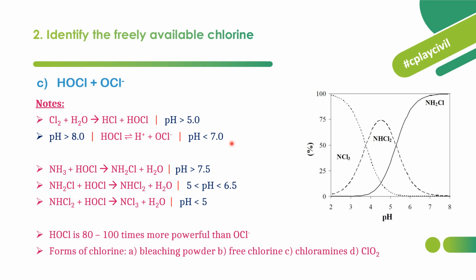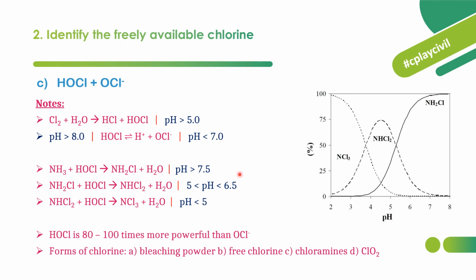So we have to be careful about the pH values. When pH is greater than 5, chlorine will react with water to form HOCl. When pH is greater than 8, HOCl will disintegrate into H plus and OCl minus, and H plus and OCl minus will react together to form HOCl when pH is less than 7. So these two reactions are important for the formation of these two disinfectants, which are nothing but the freely available chlorine.